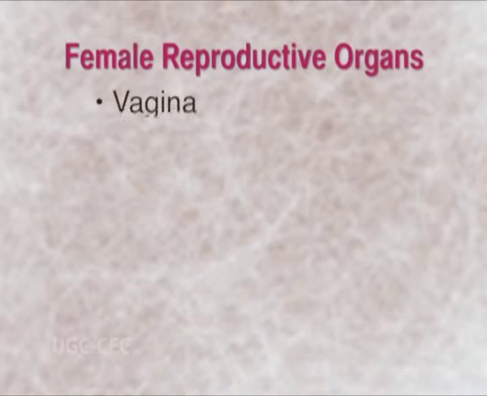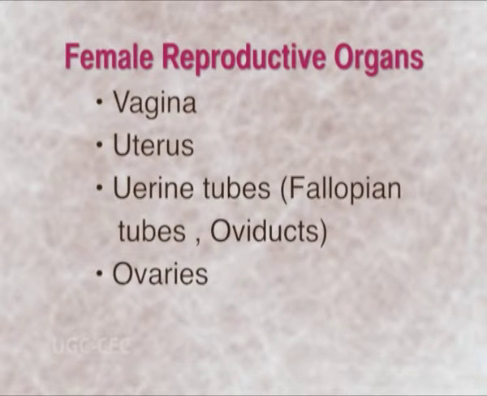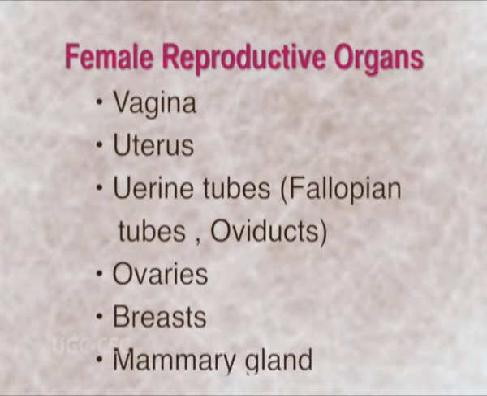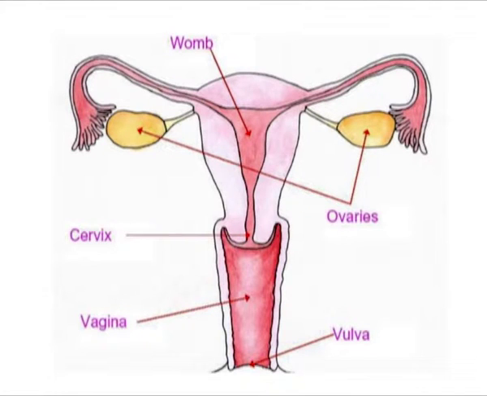The female internal reproductive organs are the vagina, uterus, uterine tubes, fallopian tubes, oviducts, ovaries, breasts, and mammary gland. Vagina. The vagina is a fibromuscular tubular tract leading from the uterus to the exterior of the body in female mammals or to the cloaca in female birds and some reptiles. The vagina in humans extends from the vulva to the cervix.